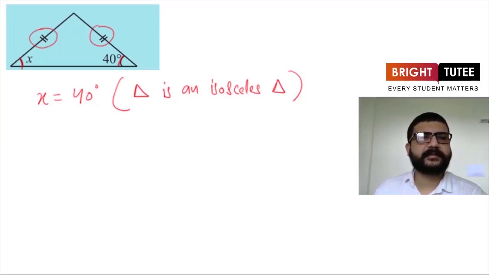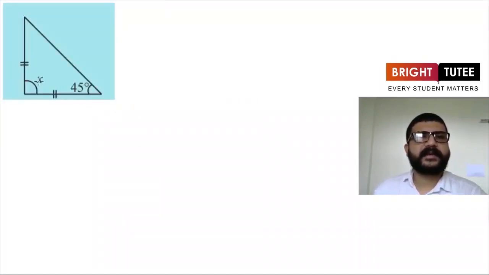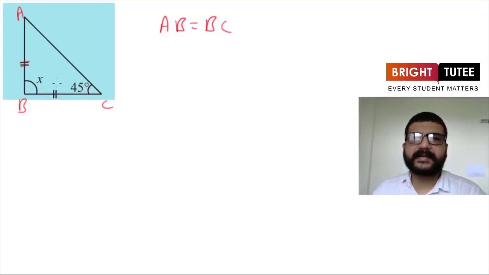Now let's see the next question. Here also we have to find the value of x, and it is given that two sides are equal. Which two sides are equal? These two sides. Let's name this triangle A, B, C. Now here we have AB is equal to BC. Now what do you think about these two angles, 45 degrees and x? Are they equal? Are they base angles this time? Are they angles opposite to equal sides? No, they are not angles opposite to equal sides.